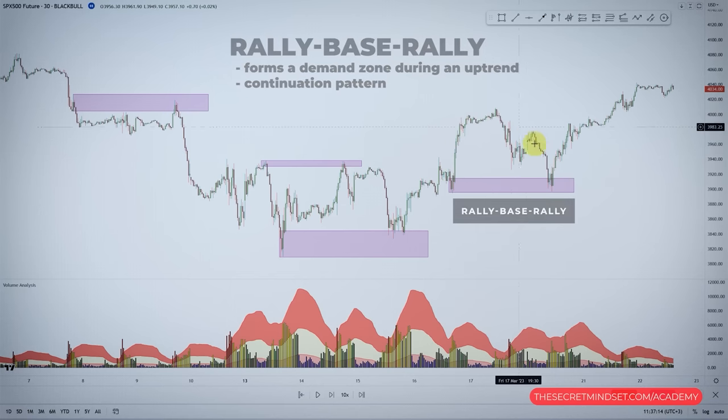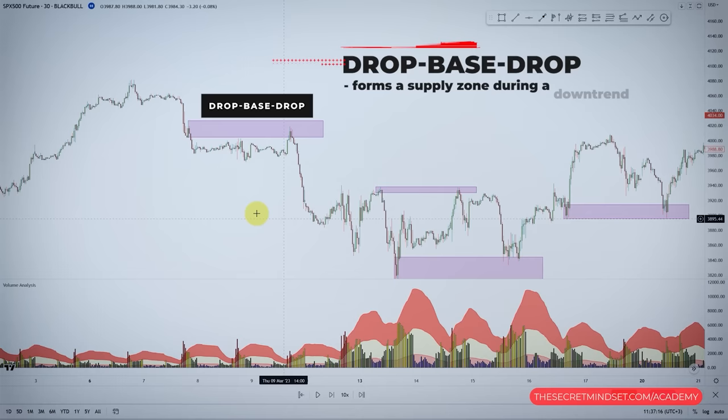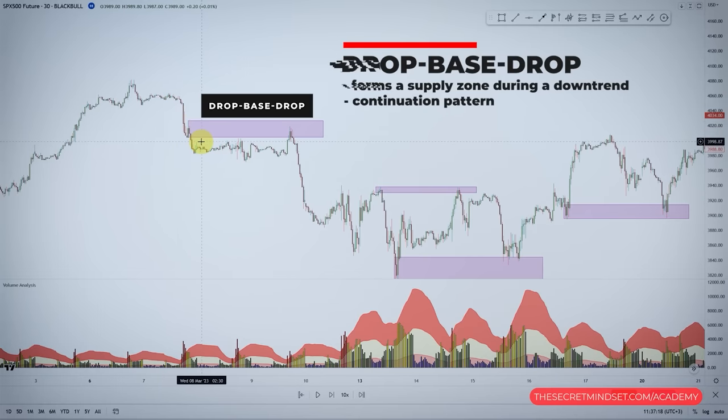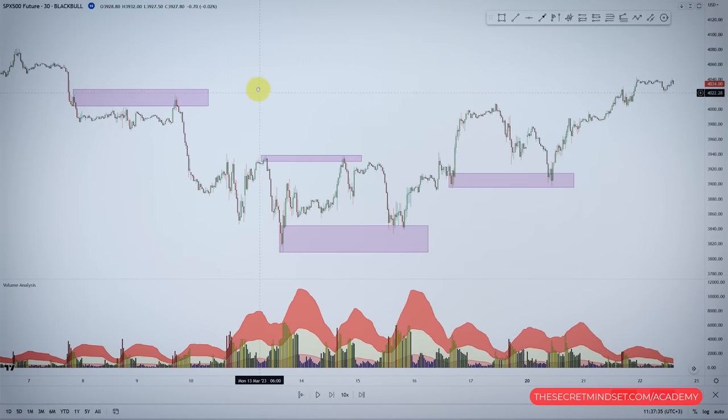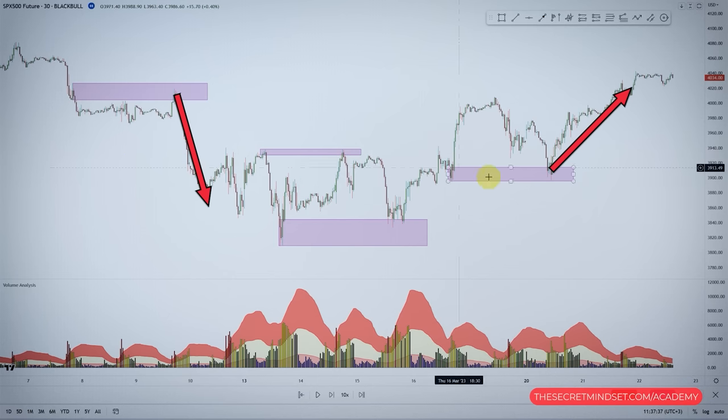The second continuation pattern is the drop-based drop structure, which forms a supply zone during a downtrend. The market structure begins with a price decrease, followed by a consolidation, and ends with another price decrease, which creates a supply zone. In both cases, if the market returns to these zones, the price is expected to move in the direction that created the zone.